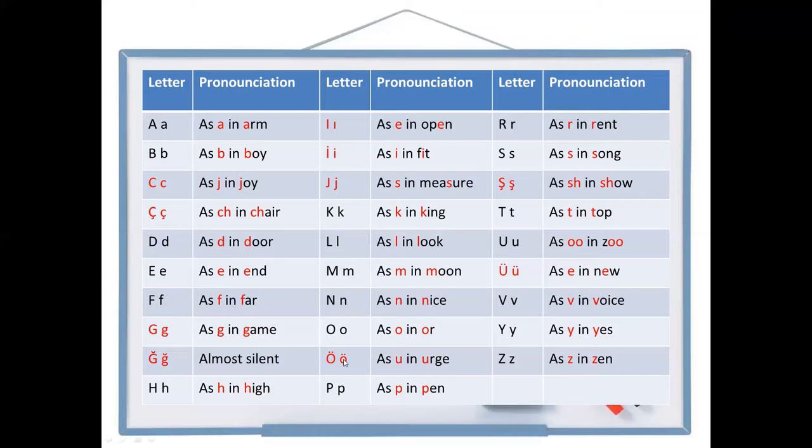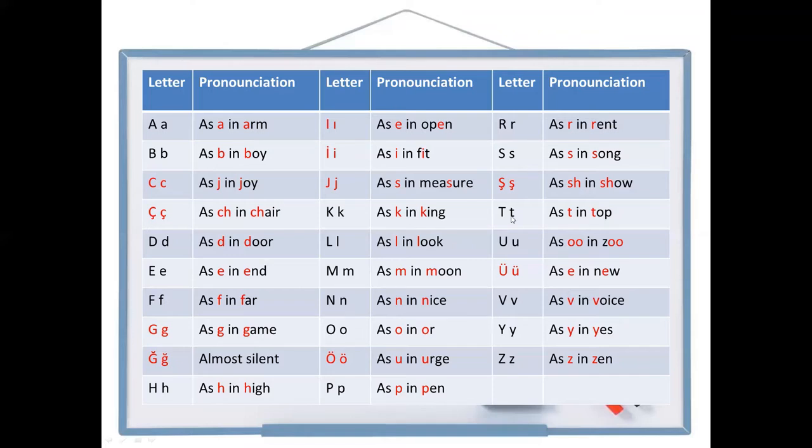And the next one is a thinner version of O, Ö, as in urge. And the next one is P, as in pen. And the next one is R, as in rent. And the next one is S, as in song. And the next one with a tail, Ş, as in show.